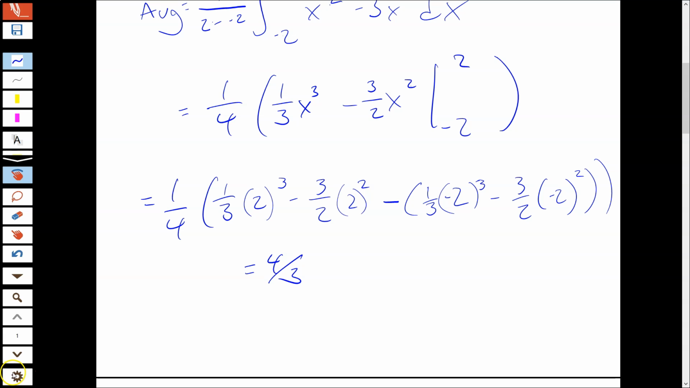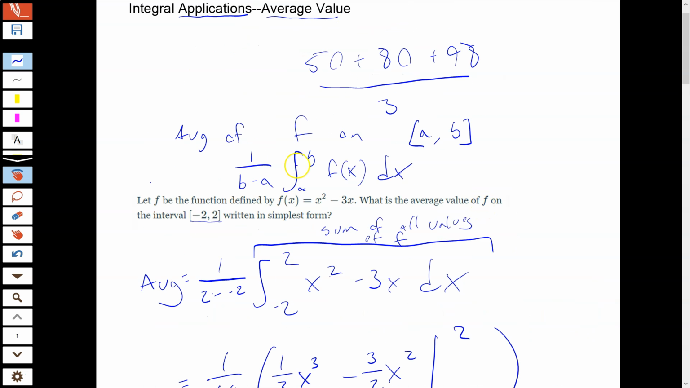Okay, and that is it. That is how to find the average value. You'll see a couple different types of problems in this lesson, but they all follow the same pattern. They all return back to this, our key formula here.